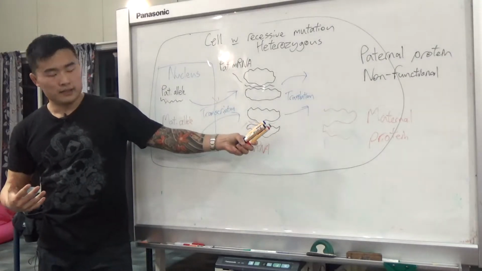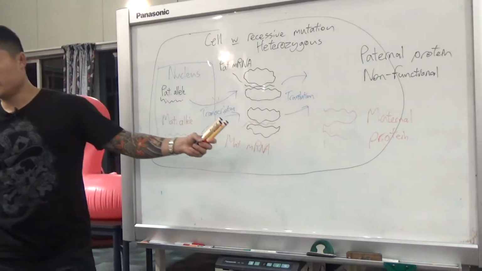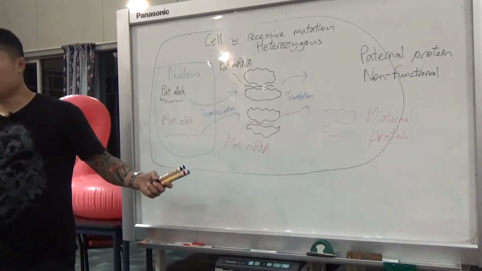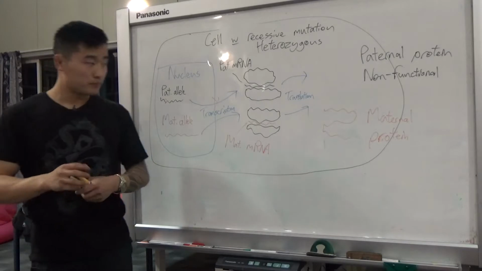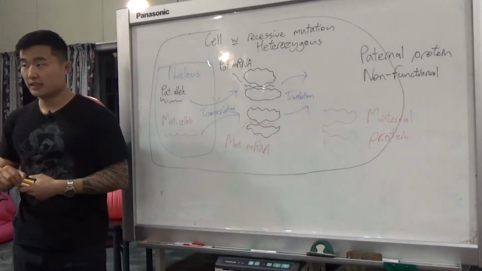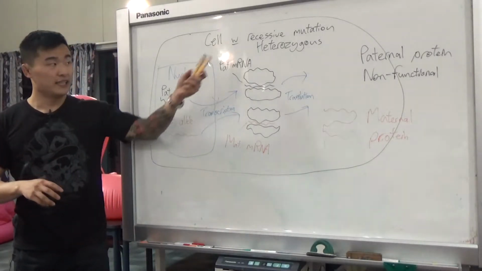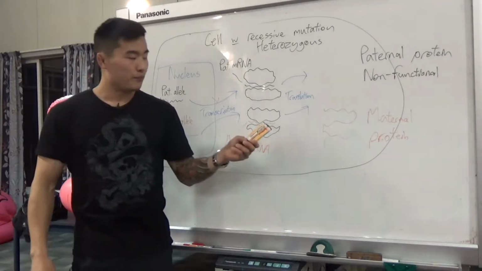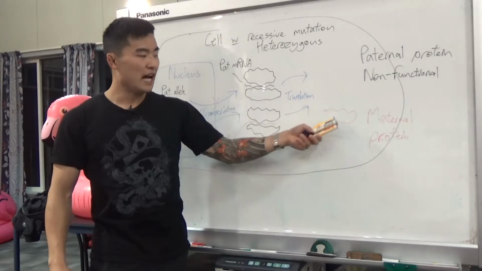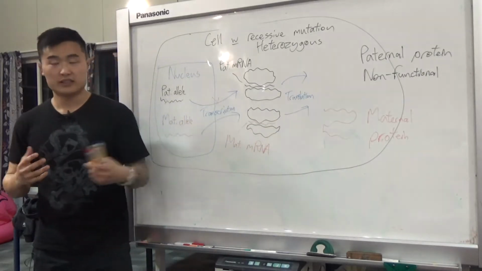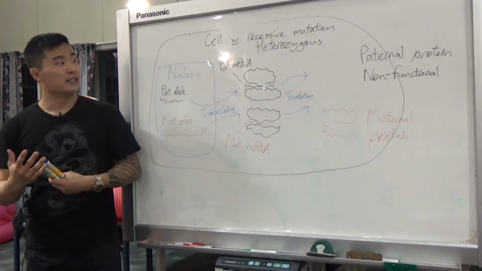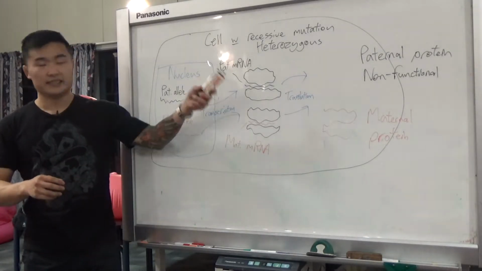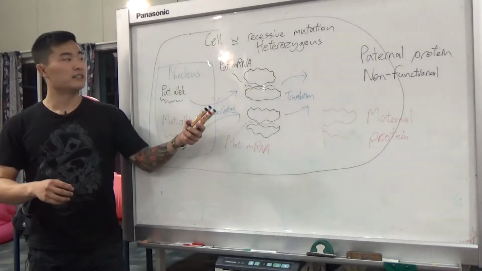So the disorder that you guys learned about was phenylketonuria, or PKU. That's a recessive disorder, which means that if you're heterozygous and you only have one allele that's knocked out, half the amount of protein is enough, okay? And that's why it's a recessive mutation. This person is going to be fine, okay?